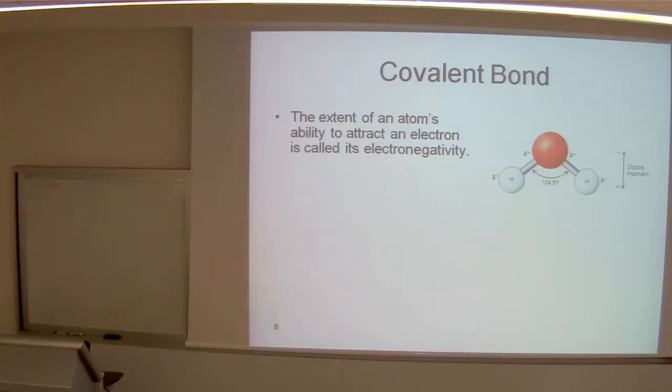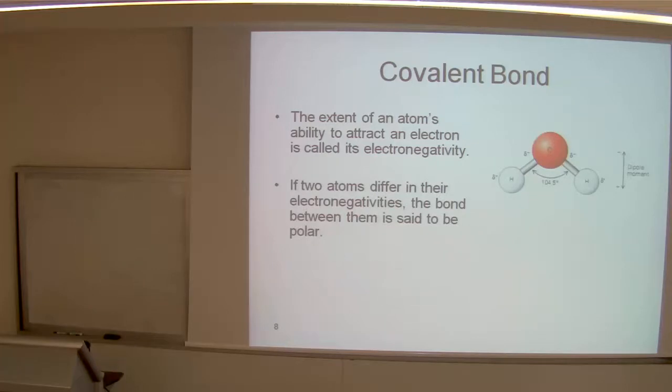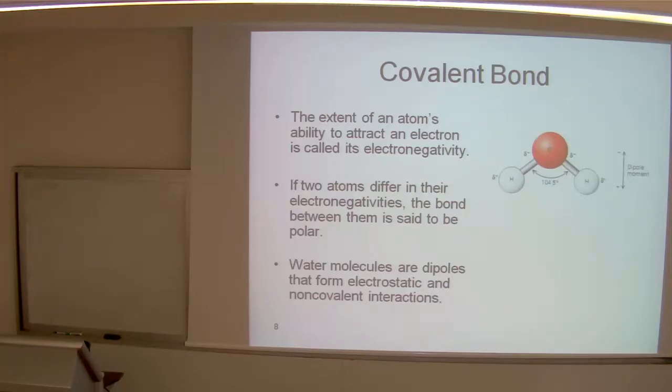more time around its nucleus, giving it a negative delta charge, and the other atom from which the electron has been taken would attain a positive delta charge, and a dipole is formed. So this is the water molecule, which has a dipole across it, because oxygen is much more electronegative than hydrogen. And dipoles, as in water molecules, can form electrostatic interactions with each other or with other molecules.